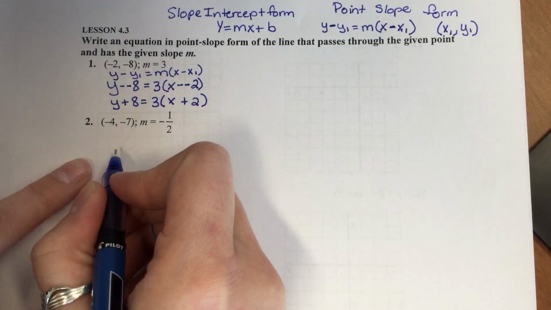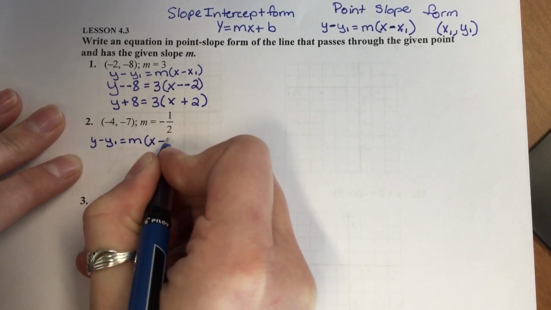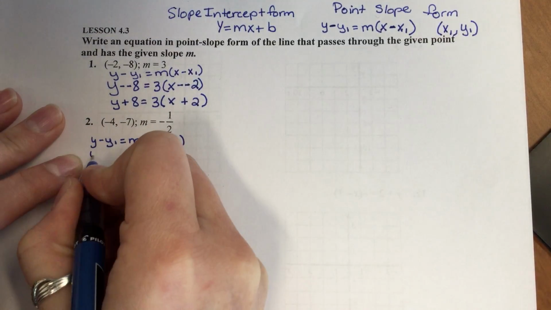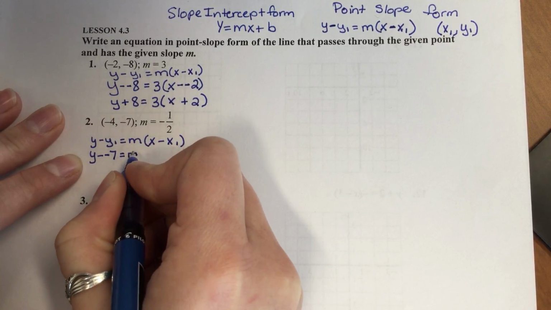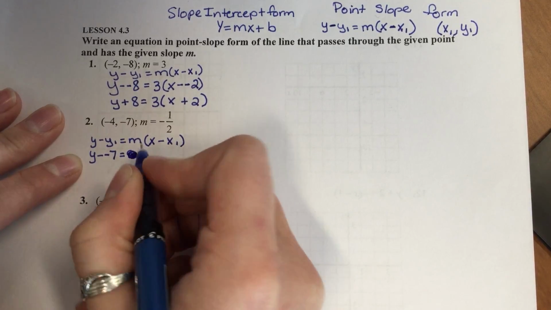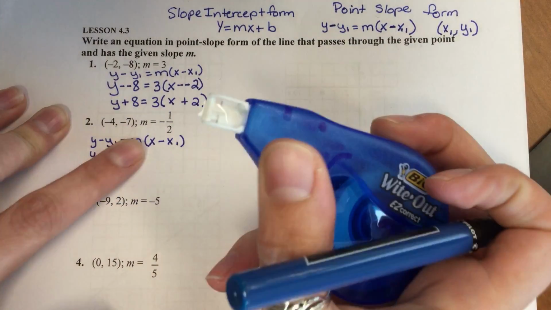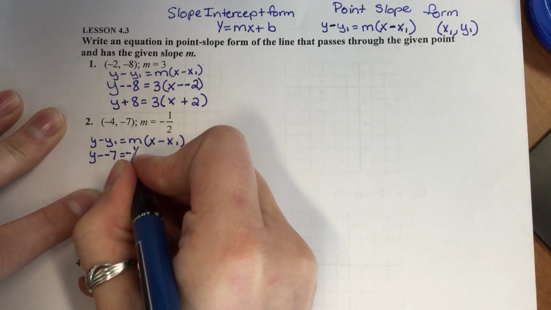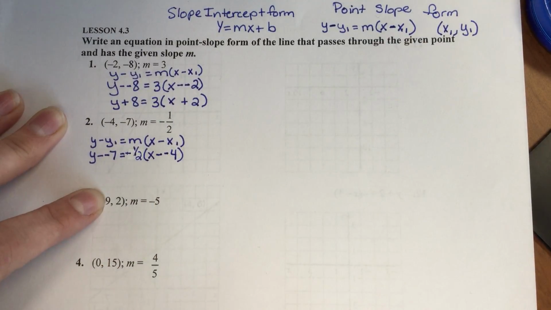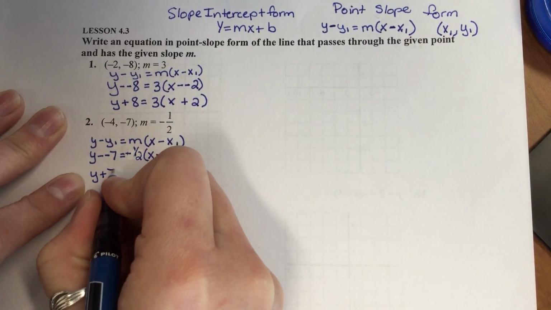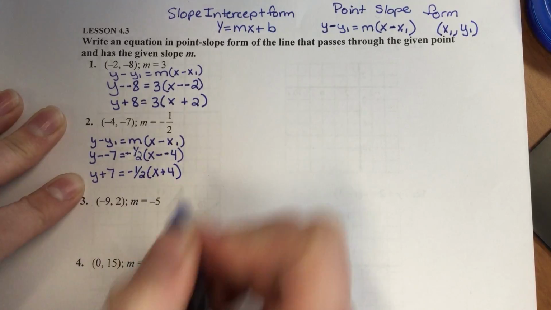Okay, so going to this one, y minus y1 equals m times x minus x1. Y minus negative 7 equals m, M is negative 1/2 times x minus negative 4. Minus a negative becomes plus. Minus a negative becomes plus. And we're done.